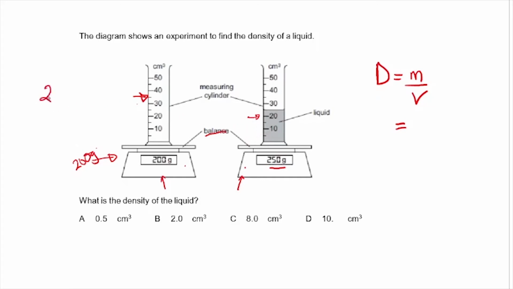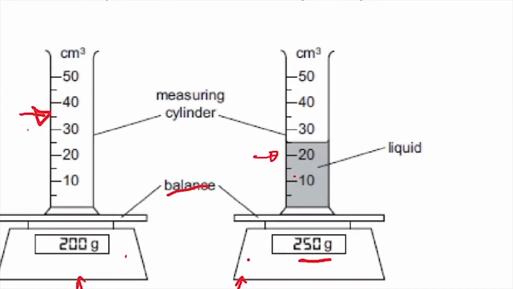So the mass of the liquid is simply going to be 250 minus 200. When we subtract those two, we end up with 50 grams, meaning that the mass here is 50 grams. Divide that by the volume. The volume here is we have 5, 10. If I pull that up close, then we have 15, 20, then 25. This is 25, 25, 30, and so on. So the reading there is 25, and the units are centimeters cubed.